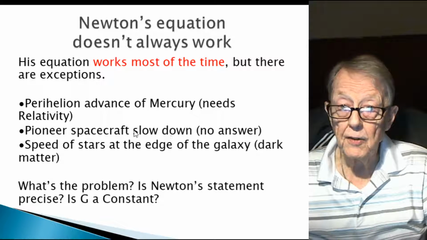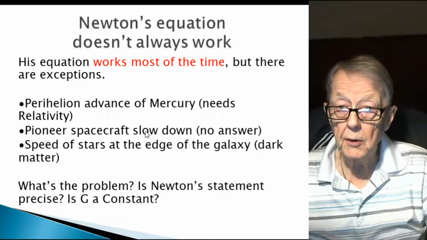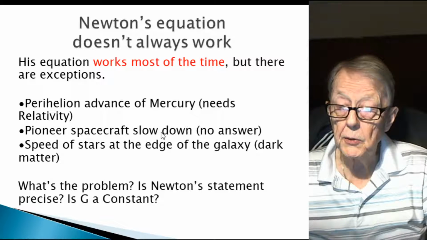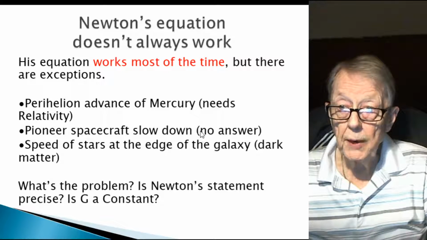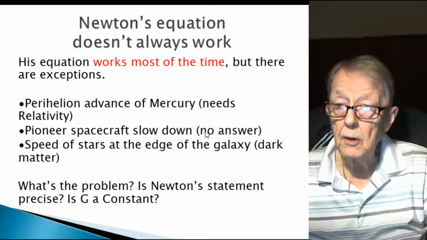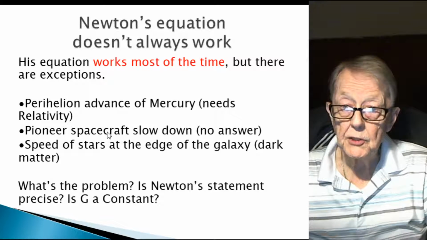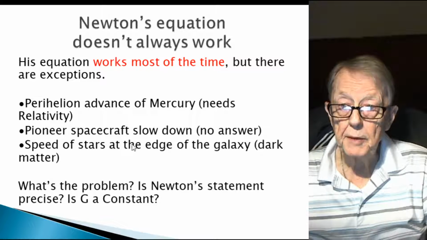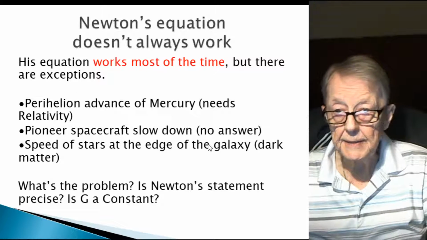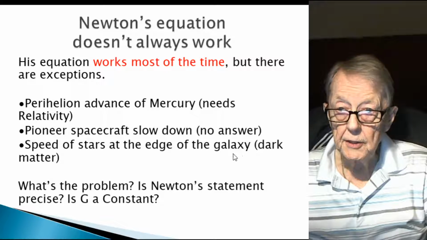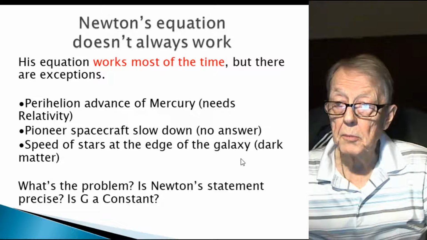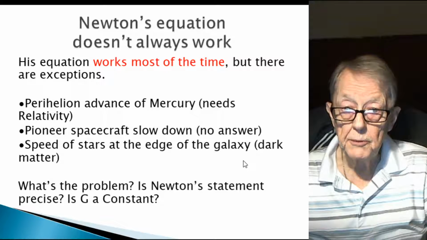It hadn't gone far enough, so they call this the slowdown. Pioneer spacecraft slowdown has no answer. Neither Newton nor relativity or Einstein's equation answers that problem. The speed of the stars at the edge of the galaxy. Well, to explain that, they invent dark matter, and that's a whole other subject.